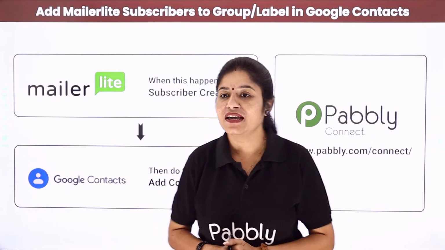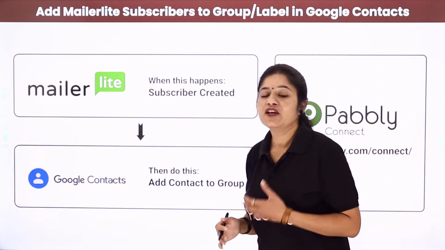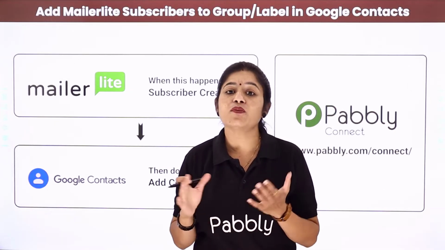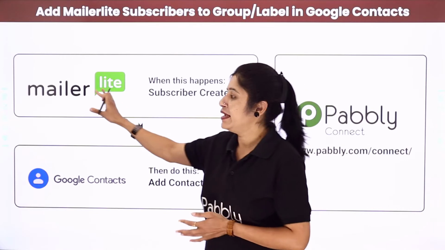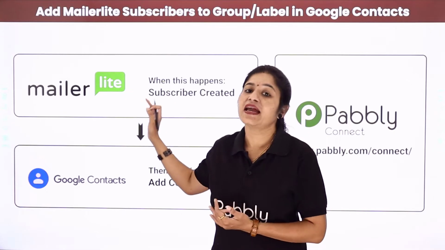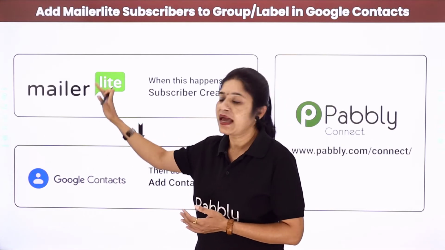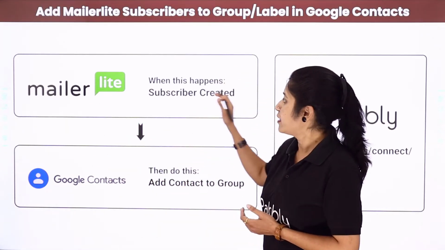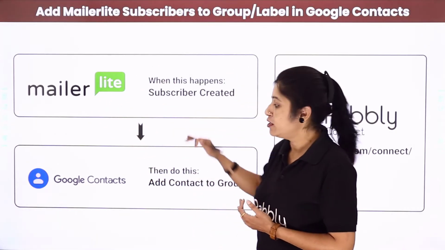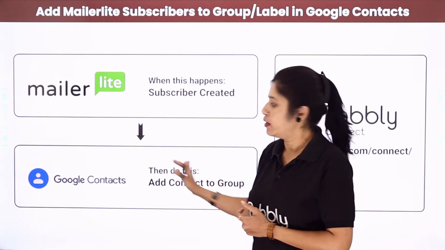In this video we are going to learn how you can add Mailerlite subscribers to a group or label in Google Contacts automatically. So let's take an example that you are a business owner and you are sending your business related offers and promotional emails to your customers using your Mailerlite email marketing platform. Okay, and you want all those customers to be added to your Google Contacts as a backup. For this, we need to create a connection between Mailerlite and Google Contacts so that whenever you create a new subscriber in your Mailerlite account, automatically the same subscriber should be added to your Google Contacts and they should be added to a specific group or a label also in Google Contacts.